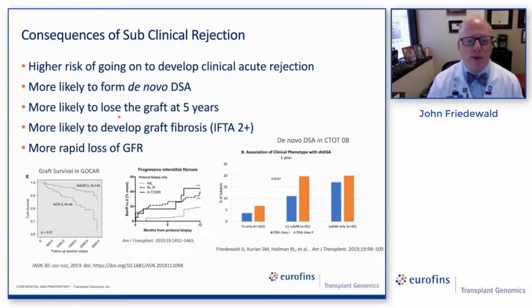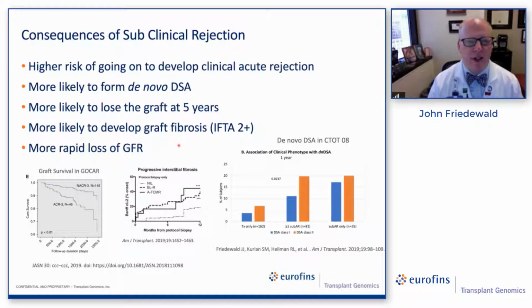They're more likely to lose the graft at 5 years, and that's shown here in the GoCAR trial, where patients at the 3-month biopsy who had no acute cellular rejection versus those that did, and this is subclinical, those that had rejection had a worse graft survival at 5 years. They're more likely to develop fibrosis in the graft, grade 2 IFTA or greater, and that was shown in the CTOT-8 trial as well as the other trials, and a more rapid loss of GFR.